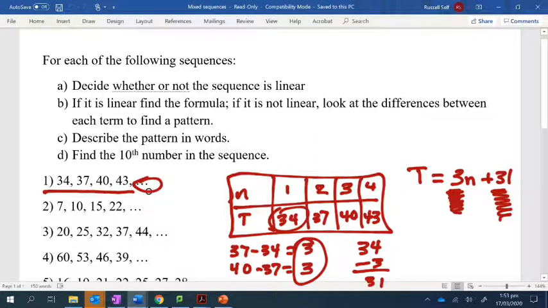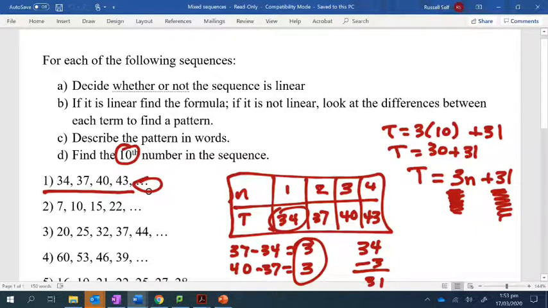Now, they also want us to find the 10th number in the sequence. Well, that's pretty easy when it's linear and we have a formula. We just put 10 in place of N. So T equals 3 times 10 plus 31. Be careful. T equals 30 plus 31, which equals 61. Multiply N by 3 and add 31 to get any term. So, that one was linear.